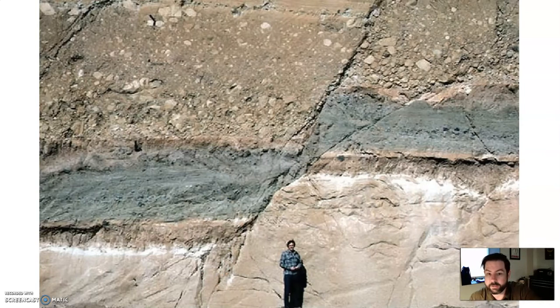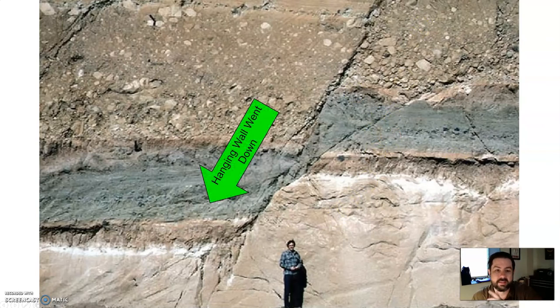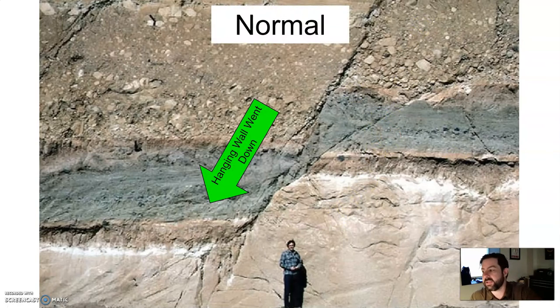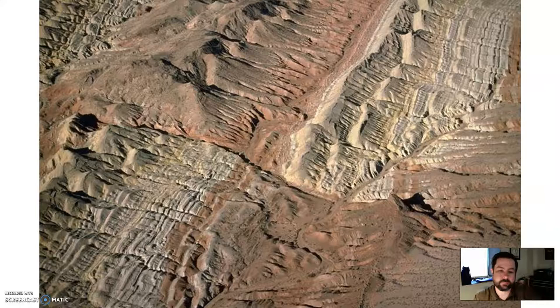So let's take a look at another example. Here's the fault. We can see the breakage and movement. No, that's not me. Here's the hanging wall because it has that overhang to it. It has that little tilt overhang to it. And it looks like the hanging wall went down relative to the footwall, which looks like it went up. So we have the hanging wall went down, therefore that is a normal fault caused by tensional stress.